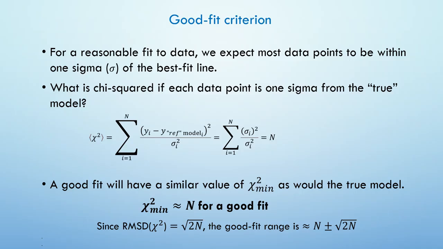A more precise good fit criterion can be obtained from the standard deviation of chi-squared, which is the square root of 2n. Therefore, the good fit range is n plus or minus the square root of 2n.